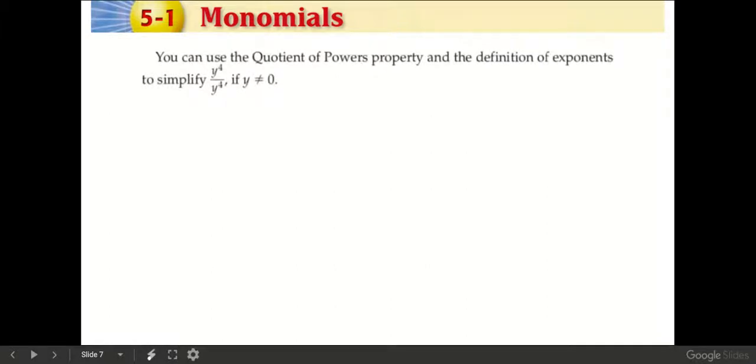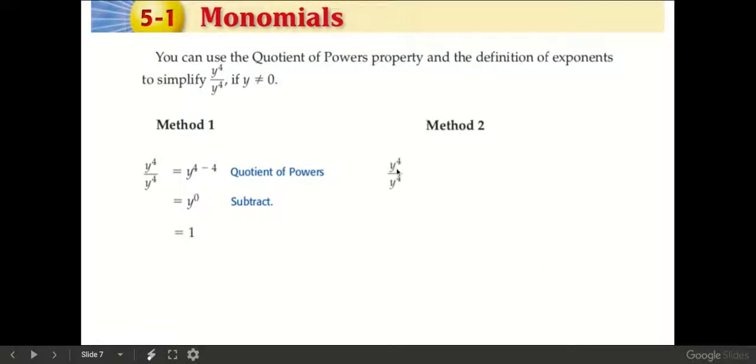You can use the quotient of powers property and the definition of exponents to simplify y to the 4th over y to the 4th. Again, just assuming that y isn't 0, because you can't have 0 in the bottom of a fraction. It gives me an undefined number. So the first method would be to use our subtraction rule, right? Where you're like, oh, quotient of powers means I can just subtract the exponents, right? 4 minus 4 would give me y to the 0 power, right? Y to the 0 power is actually equal to 1. Method 2, again, y to the 4th over y to the 4th, use it in expanded form, right? All the y's end up canceling out, leaving me with 1 over 1, which equals 1.